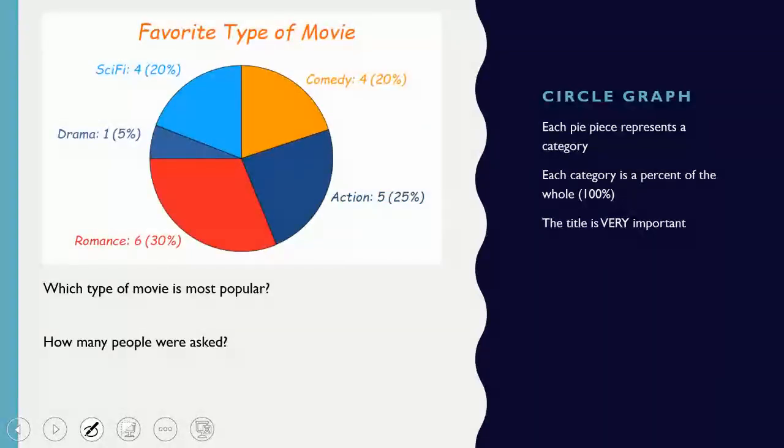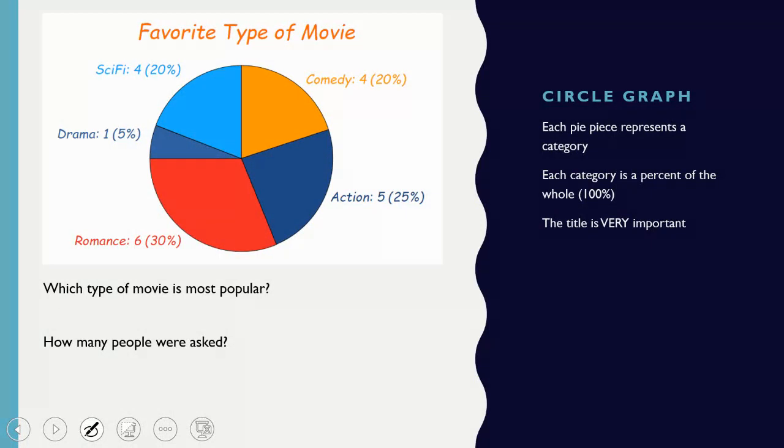So this graph that we have here is about favorite type of movie. So I know that I'm looking at different movie genres, and then each category is a different percentage of the whole group that was polled or asked these questions. Remember that a whole is always 100%. So all of the percents in a circle graph should add up to be 100. If they don't, something went horribly awry, okay? So your total should always be 100. In fact, if I add these, say 20, 40, 65, 95, 100. They all add up to be 100, okay?